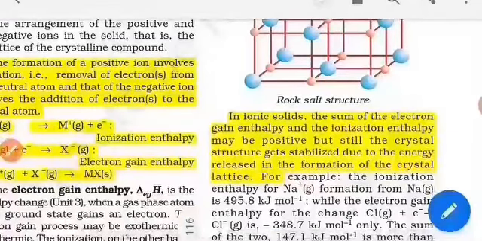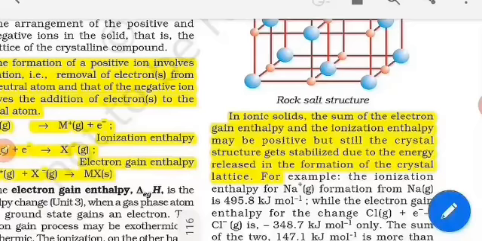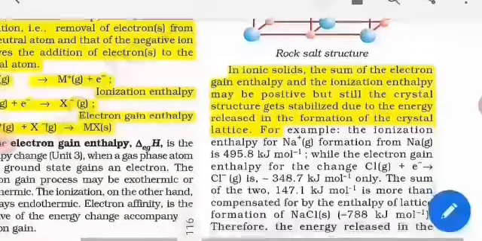In ionic solids, the sum of electron gain enthalpy and the ionization enthalpy may be positive. Positive means it is not a favorable condition for formation of an ionic compound, as a positive sign indicates that it is an endothermic process. But still the crystal structure gets stabilized due to the energy released in the formation of the crystal lattice.